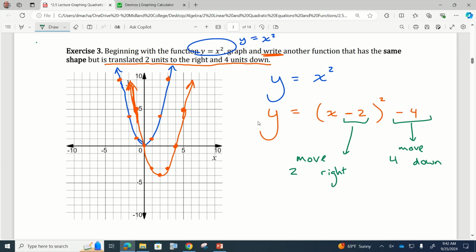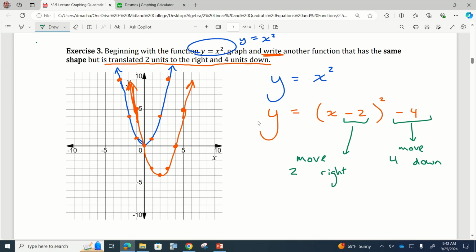What if I wanted to move the blue curve 1 unit to the left? Yeah, inside the parentheses, I'll do x plus 1 to move it 1 unit to the left. So inside the parentheses, positive means move it to the left, negative means move it to the right.